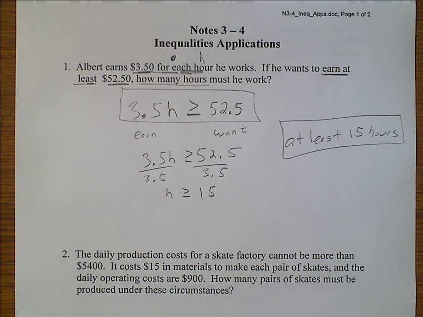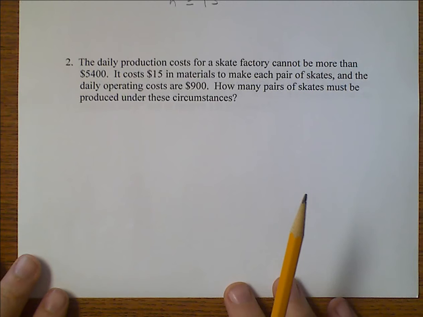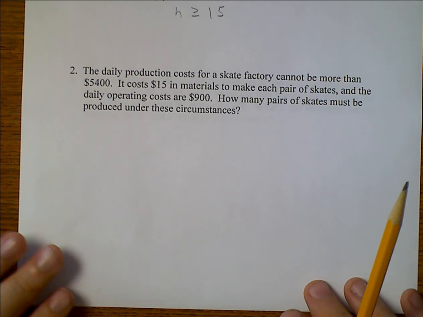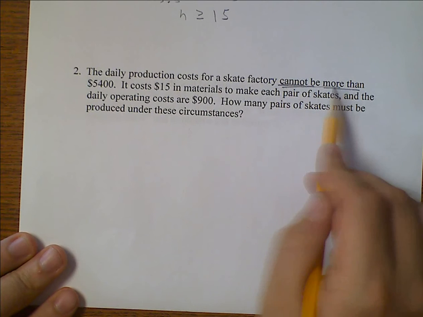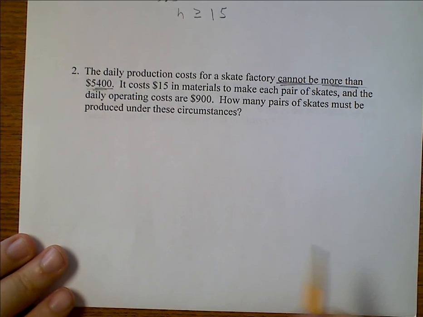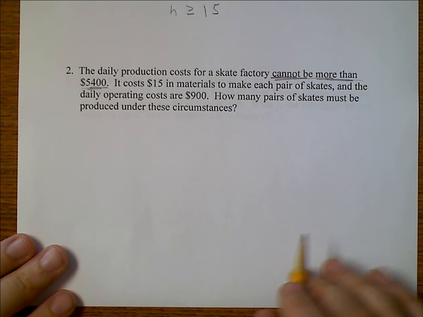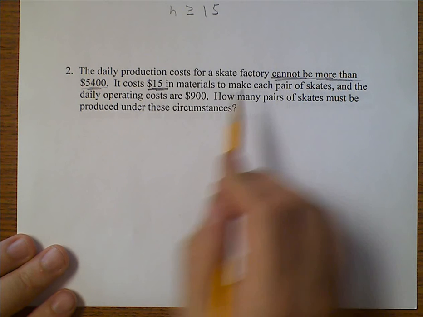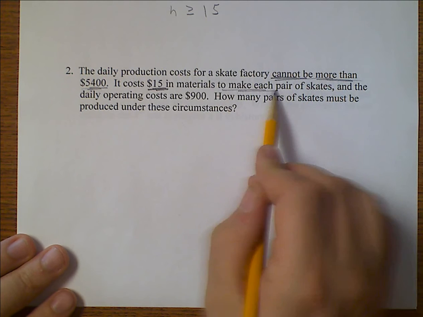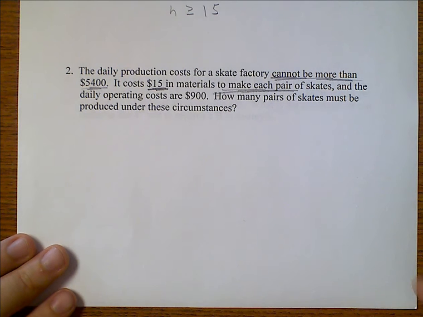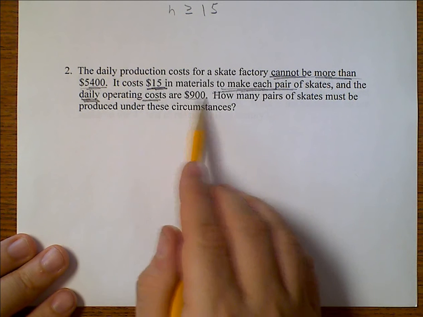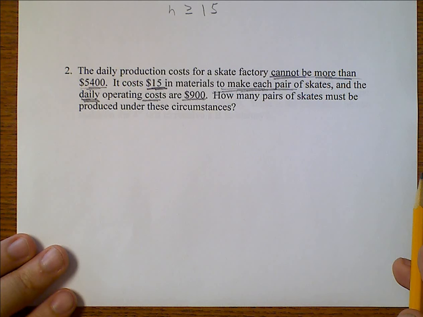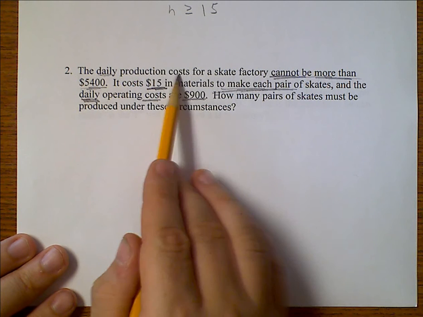Let's take a look at example number 2. So we've got a skate factory. The daily production cost cannot be more than $5,400. It's $15 to make each pair, and the daily costs are $900. Okay, and this is daily costs.